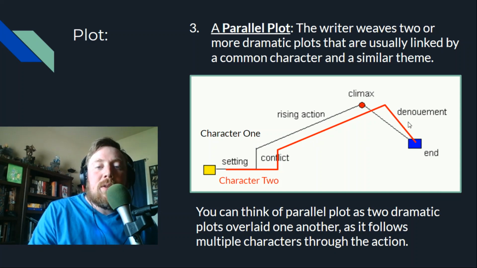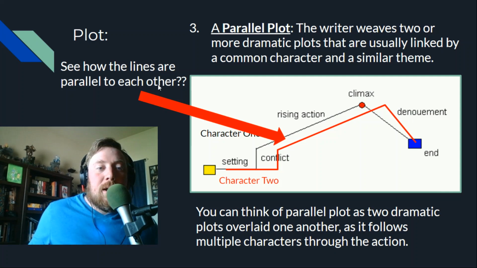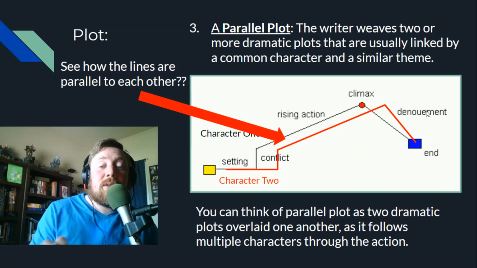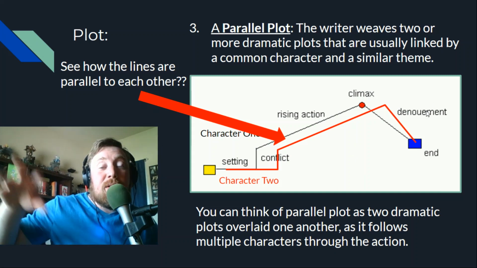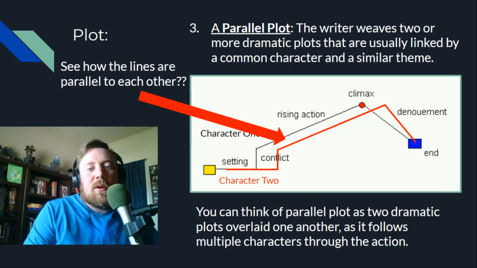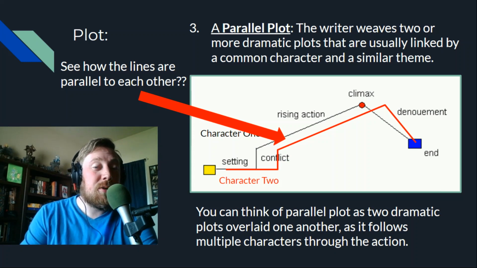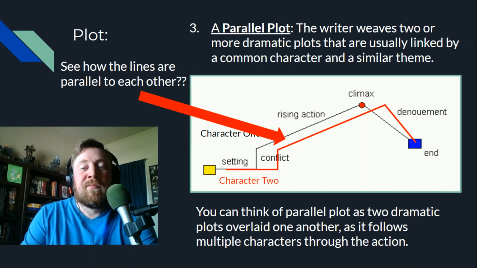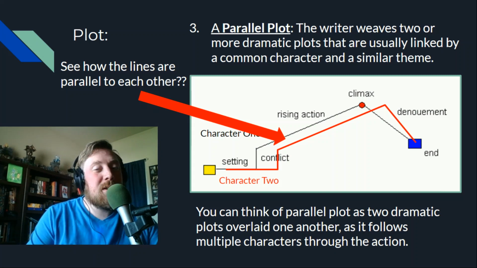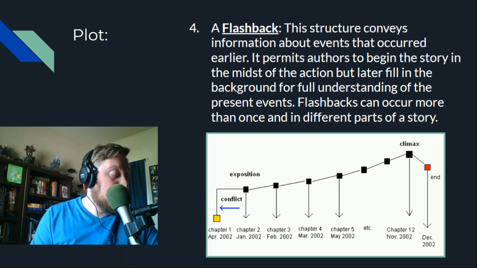Make sense? And the reason why we call it a parallel plot is I want you to look at how the lines here are parallel to each other. And you can actually have multiple parallel plots. You can have 1, 2, 3 characters, 4 characters, 5 characters. Game of Thrones has multiple characters that go through a parallel plot, and you can see the same events that occur through the eyes of different characters, right? So that's what a parallel plot is. It can be really good for characterization, and it can be really good to explore your different characters. And if someone can pull off a parallel plot, it's a really interesting way of writing.